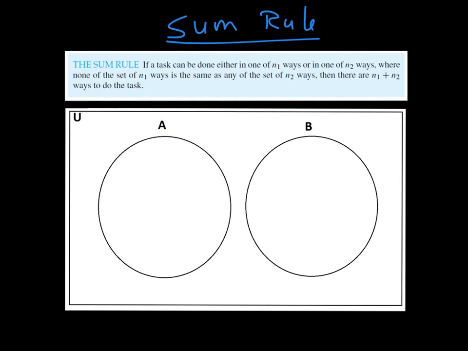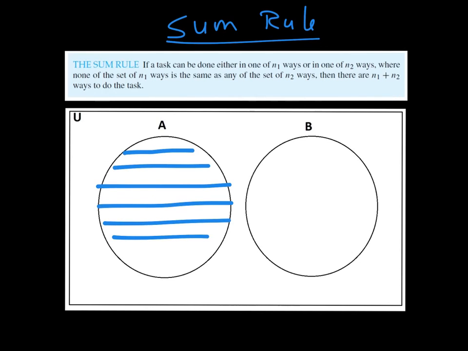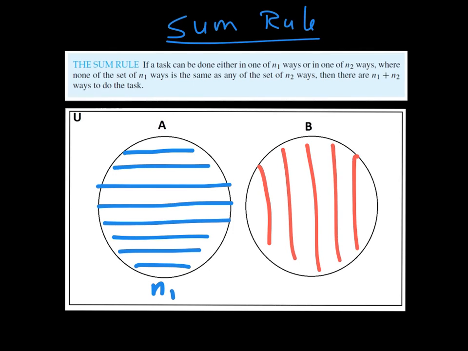Then the number of ways to do the task is just n1 plus n2. You literally just add them up. So the way I want you to think about it, because this will be relevant in just a second, is we count the number of ways to do the tasks in A, represented by these horizontal lines, and there are n1 ways to do the things in A. And then we count the number of ways to do the tasks in B, represented by these red vertical lines. So we count all these, and there are n2 ways to do those.